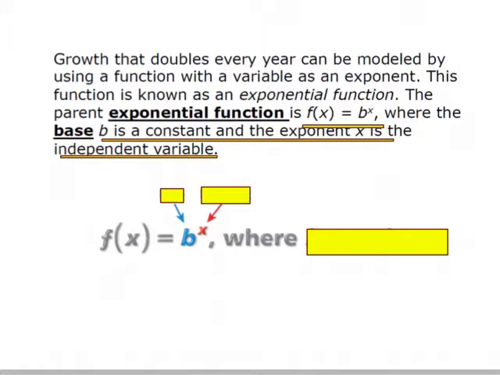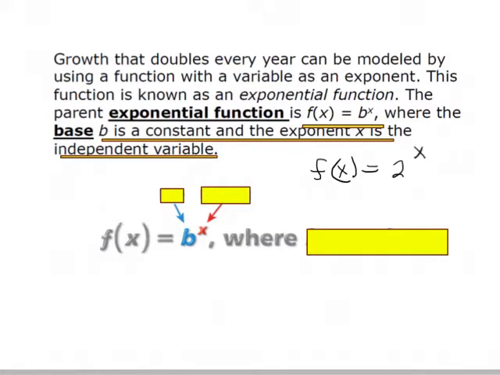Now, your b value is going to be a constant. So an example of this may look something like this. Let's say I were to write f of x is equal to 2 to the x. Now, up to this point, we have never had a variable up here. Now we're going to have a variable in the exponent.